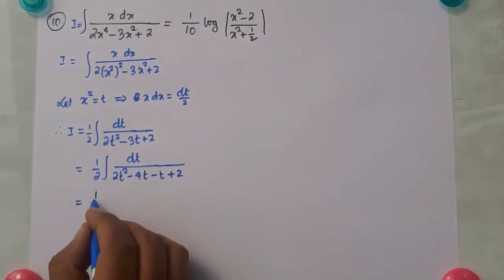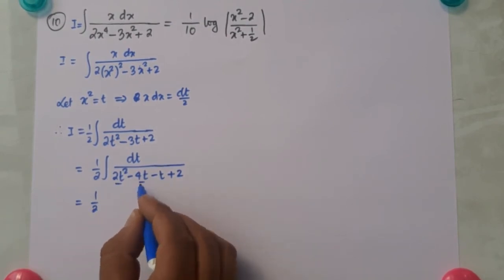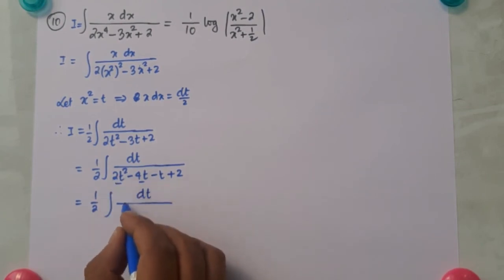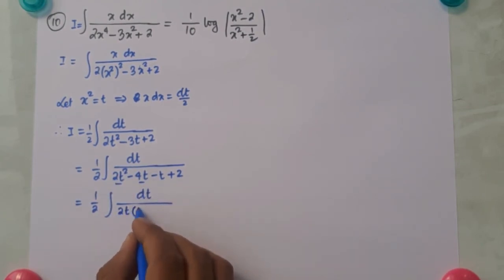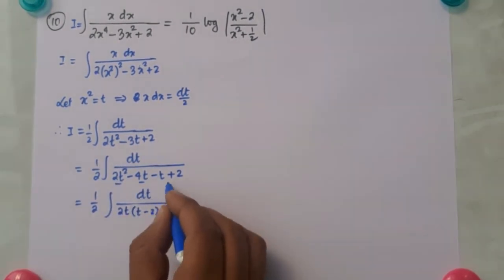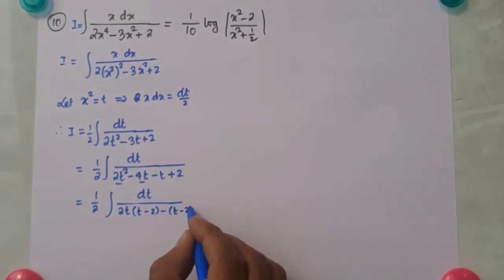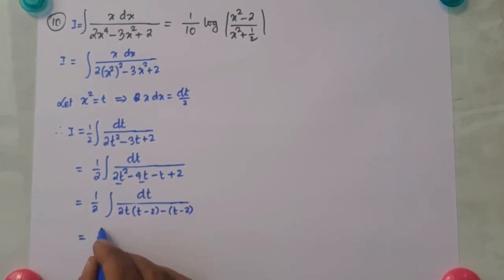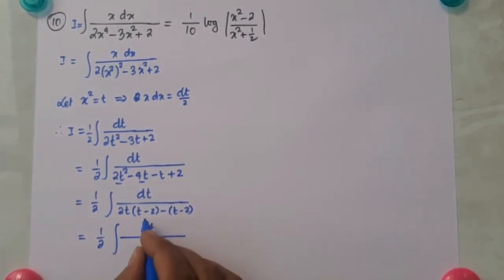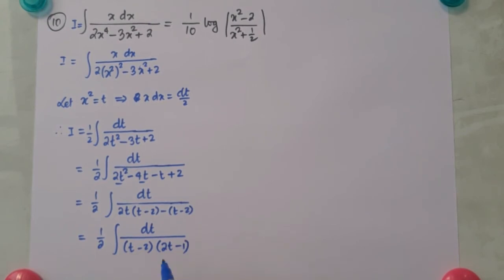So if you use the middle term, this can be written as 2t square minus 4t minus t, plus 2 here. So you see that from this one and this one, you have something common. And what is that common part? The common part is 2t, so you get t minus 2, and from this you take out minus common, so this becomes t minus 2. Okay, so half integral dt by, so t minus 2 is common and you get 2t minus 1 from here.